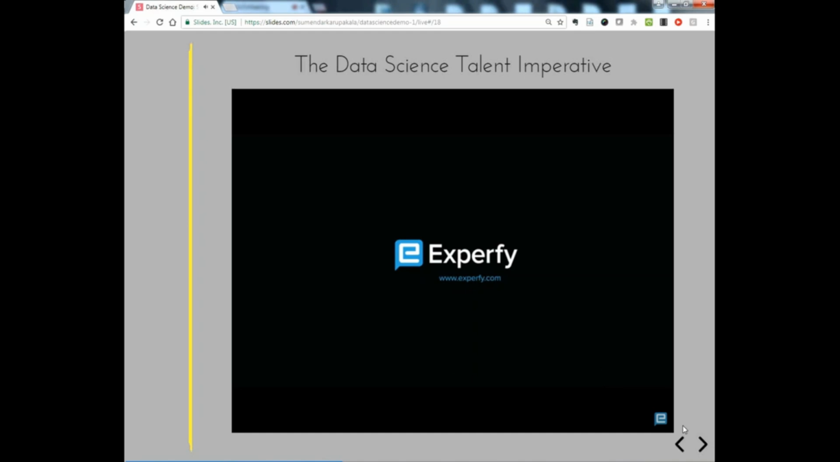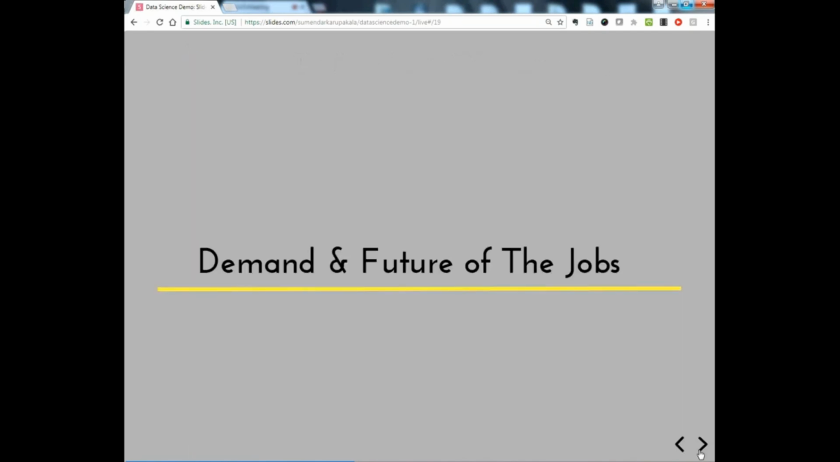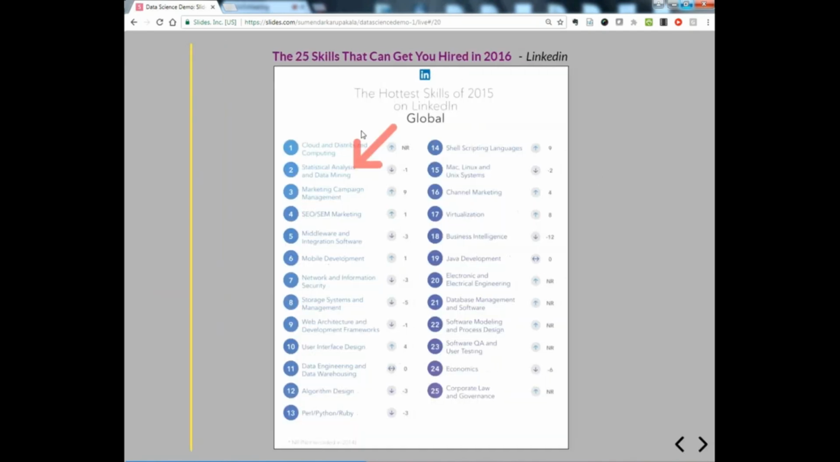Actually, this video is taken from Xperify, which is also one of the most data science project handling companies. They are explaining everything, especially how the talent is required for the current industry, and this is about the future of the jobs. LinkedIn has said the second most in-demand skill is data scientist.